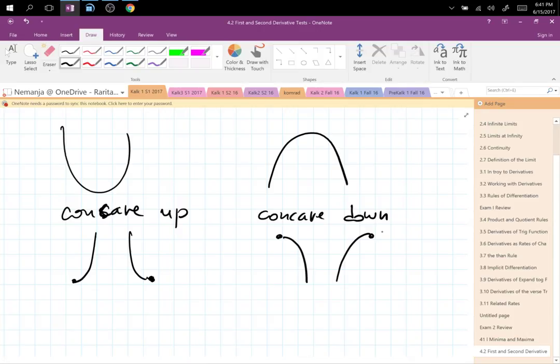Now, when I learned this for the first time, the professor said, holds the water and then spills the water. Concave up holds the water, concave down spills the water. Concave down and concave up.